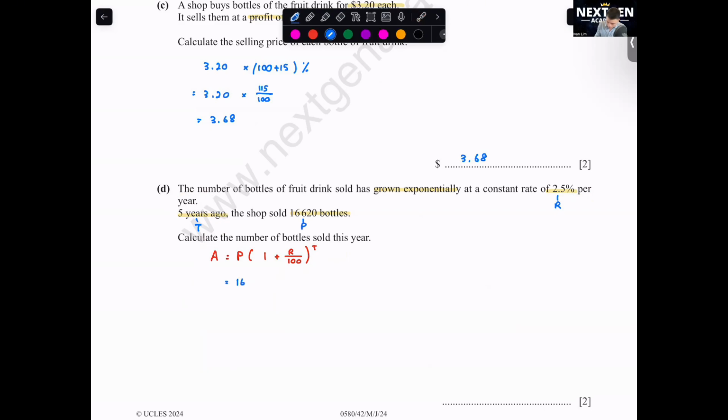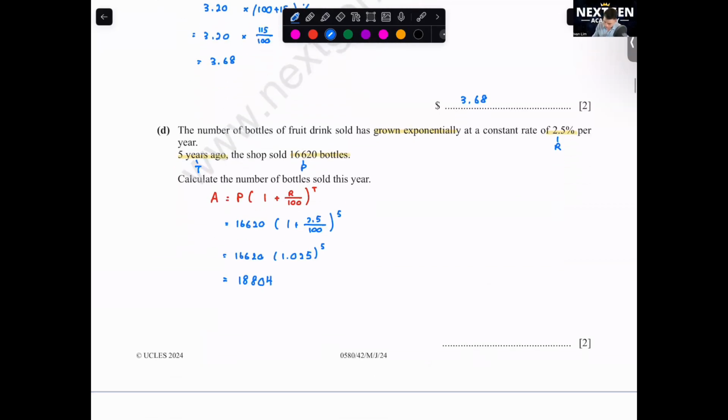P is 16620, 1 plus 2.5 over 100 to the power of 5. Okay, you get here 1.025 to the power of 5. Just type this whole thing into the calculator. You get 18804. Just round this up to the whole number, enough already. You have to write the decimal place.